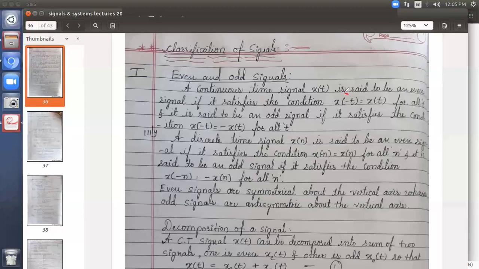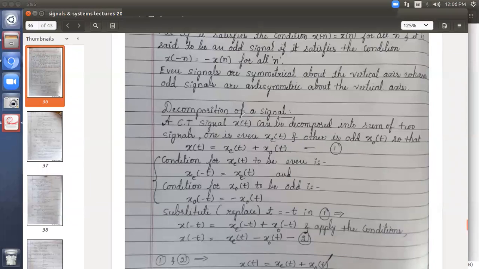Basically, for even and odd signals, the condition is when you replace t by minus t, that is when you take the reflection of the original signal. If the signal remains the same, it is called an even signal. If the signal gets a negative sign, if the amplitude changes positive to negative, negative to positive, then it is called an odd signal. This is the basic condition for even and odd. Any general signal x of t or x of n for discrete time, if you split it, has both even and odd components. The sum of both components will give you your original signal back.